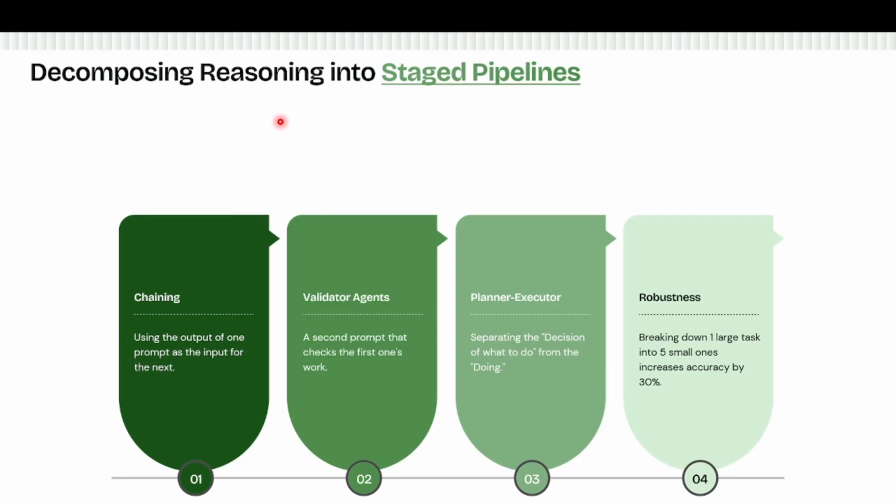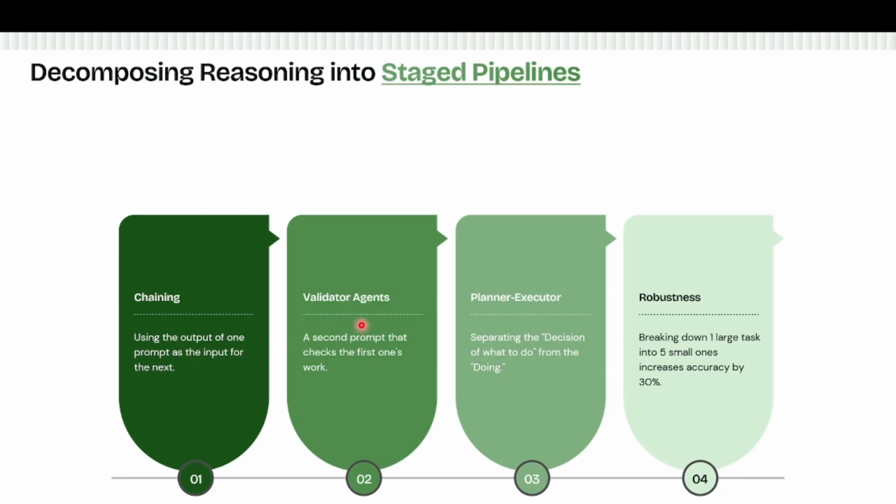Here, to decompose reasoning into a staged pipeline, you can use this example, chaining. That means using the output of one prompt as the input for the next one. Instead of putting all the tasks as one instruction, you can break the task into several instructions, maybe instruction 1, 2, 3, 4, 5, where 1 comes before 2, 2 before 3, 3 before 4, 4 before 5. Then you can break tasks into chains or individual units, and chain them together as a prompt.